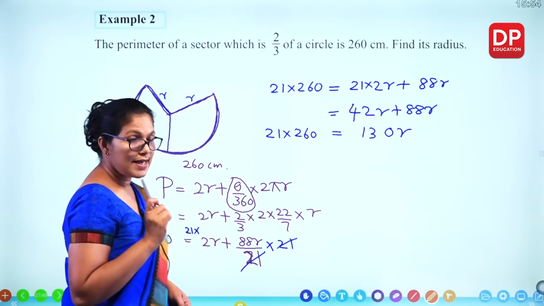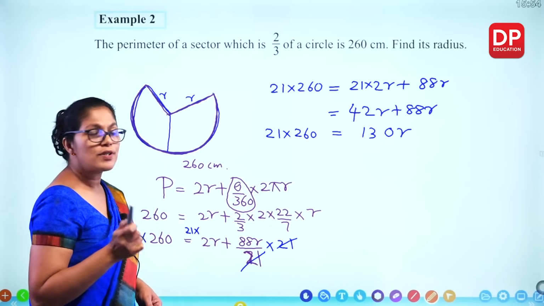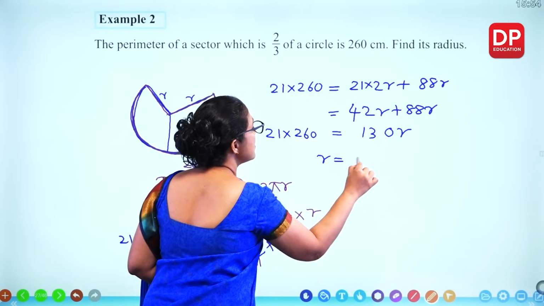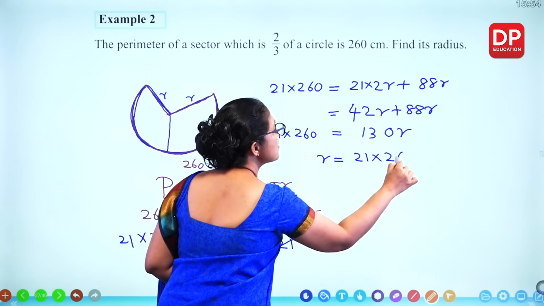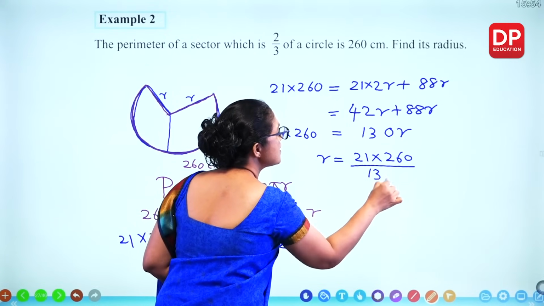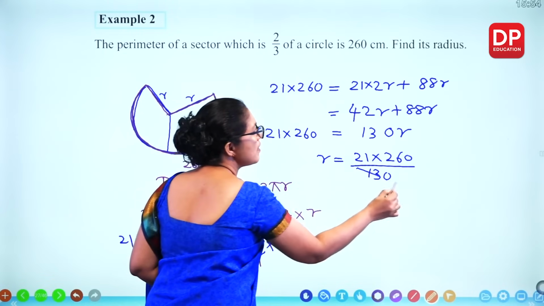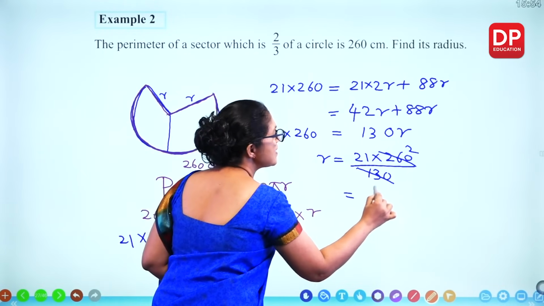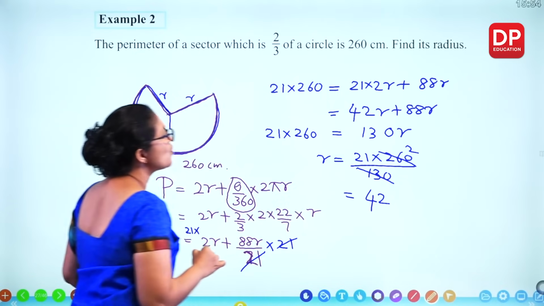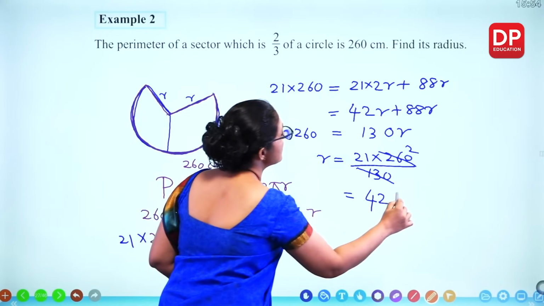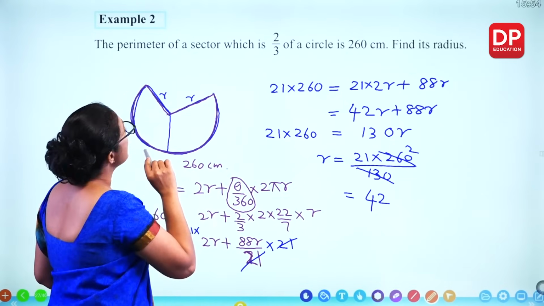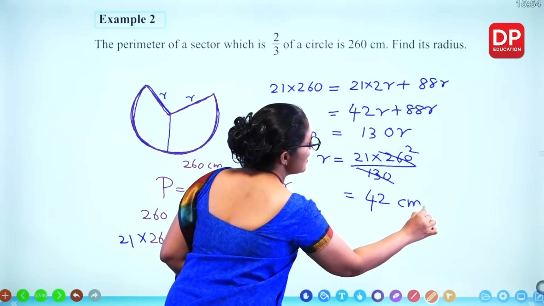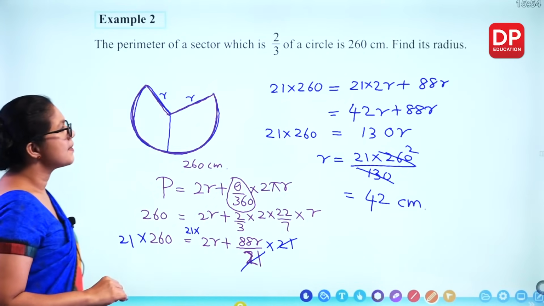So how can I find r? I can divide both sides by 130. So I can write r as 21 times 260 over 130. So I can see double of this one is 260. 2 times 21 is 42. So the radius of this sector is 42. Unit is centimeters.